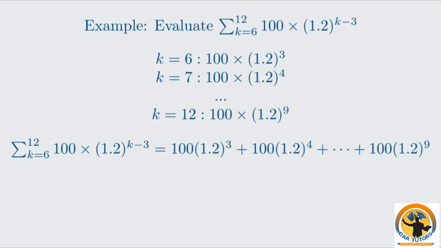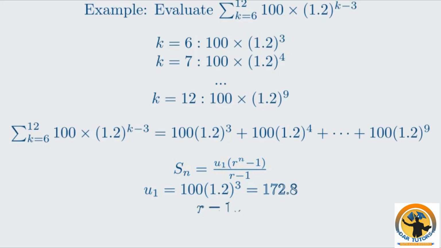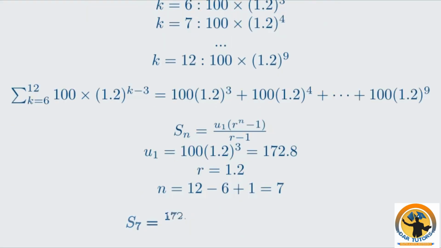We can use the formula for the sum of a finite geometric series, S sub n equals u sub 1 times the quantity r to the n minus 1, all over r minus 1. In this series, the first term, u sub 1, is 100 times 1.2 cubed. The common ratio r is 1.2, and the number of terms, n, is 12 minus 6 plus 1, which is 7. Plugging these values into the formula, we get 172.8 times the quantity 1.2 to the 7th minus 1, all over 1.2 minus 1. Calculating this gives us approximately 1000.4.